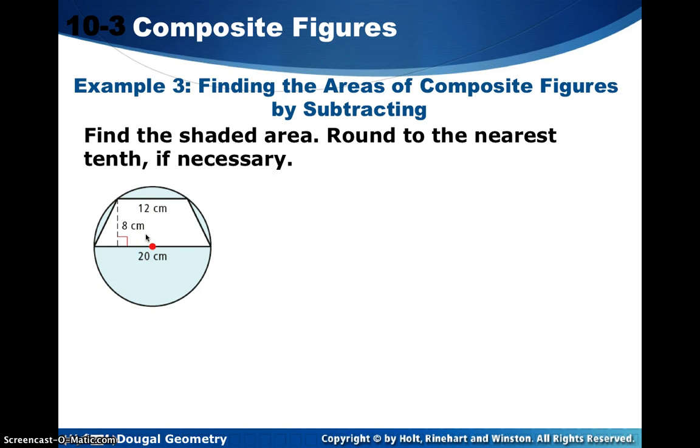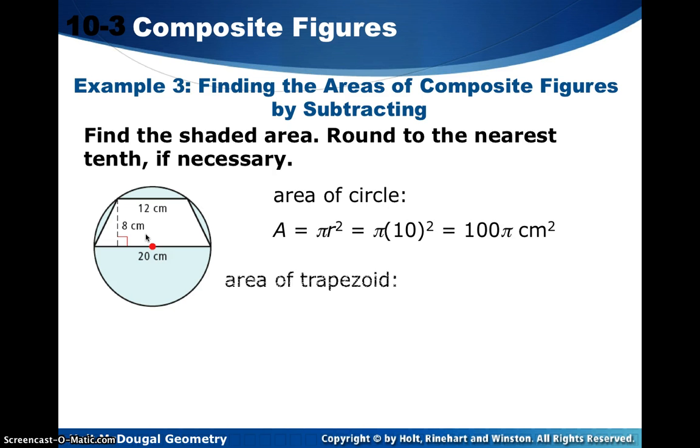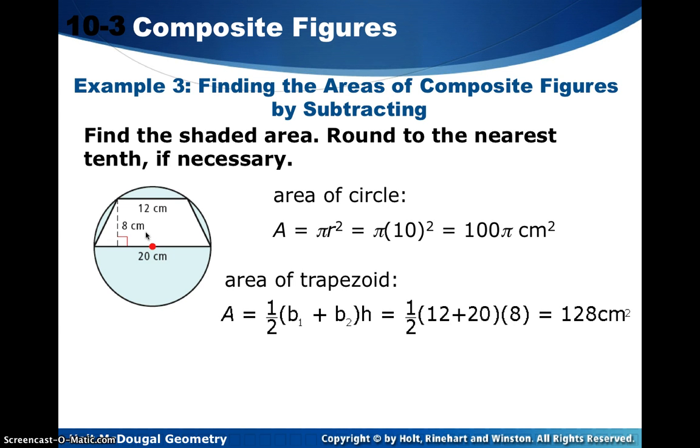So the area of a circle is pi r squared. And when we look at this, we can see that the diameter of the circle all the way across is 20. So the radius must be half of that, 10. So put 10 into the formula and we get 100 pi for the area of the circle.